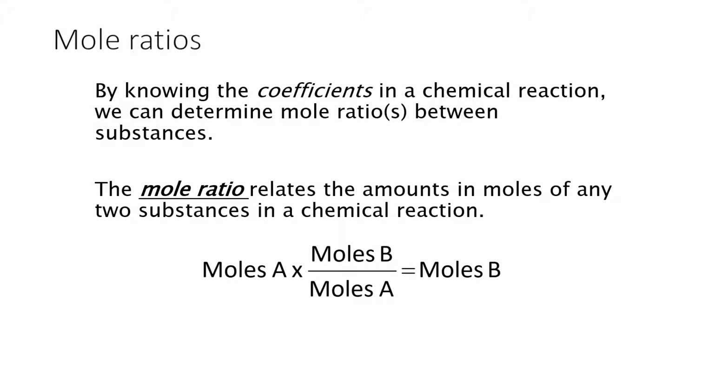So let's say we have moles of A, and we want to convert to number of moles of B. Well, we bring back our friend the conversion factor, and we say however many moles of B we have in relationship to moles of A as our conversion factor. When we multiply moles of A times moles of B over moles of A, moles of A will cancel, and we'll get moles of B. Now that's pretty abstract, so as we go forward here, we're going to see some real concrete examples.